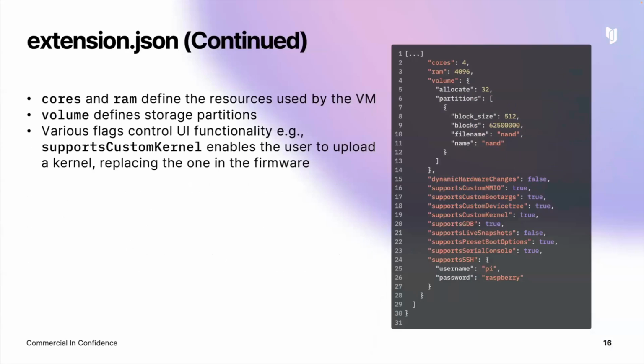And some other important fields are cores and RAM, which tell the user whether they have the resources available to start a VM of this type. There are also quite a few feature flags that control the UI. For example, if the dynamic hardware changes setting is enabled, then the user will be allowed to change the number of cores and the size of RAM from within the UI, even for a device that's already been created. This is not an exhaustive list, so see the full documentation in the SDK for many more settings.